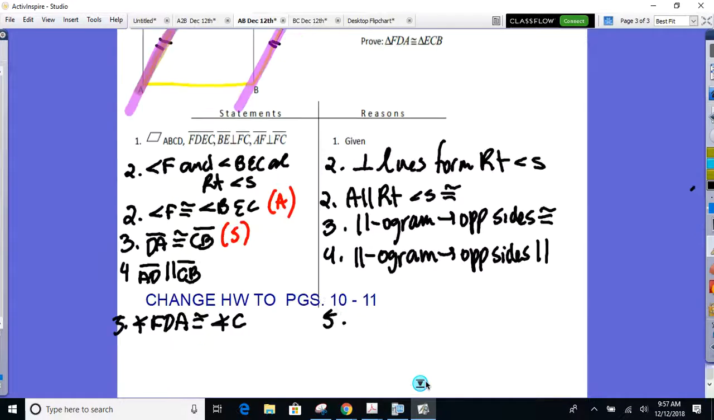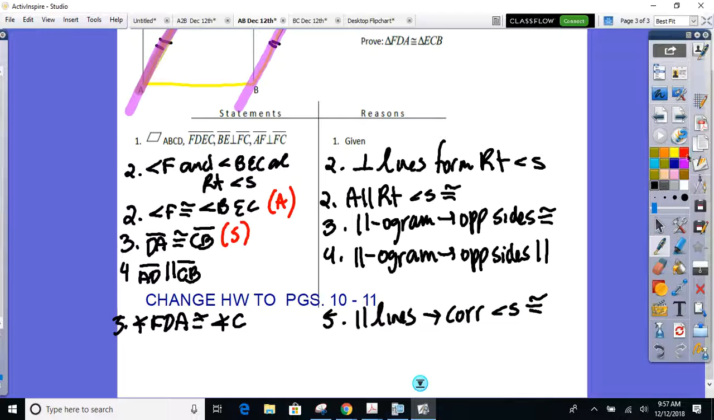I'm going to let you guys write this reason here for me. It's a review reason. What would I write for those two? We know what they're called, but how did I put it all together in that unit to say they were congruent? Christian? Perfect. Parallel lines imply corresponding angles congruent. And that gives me a pair of angles.